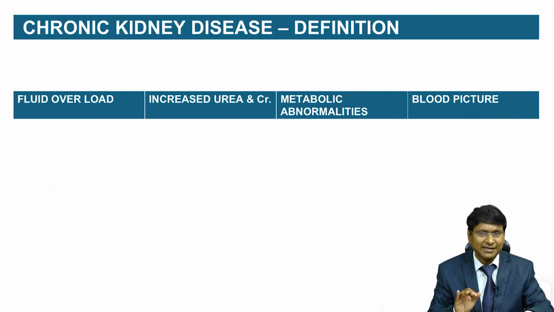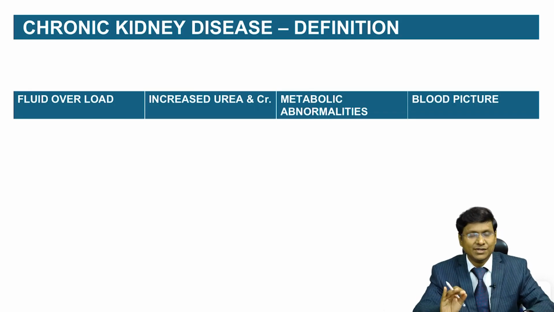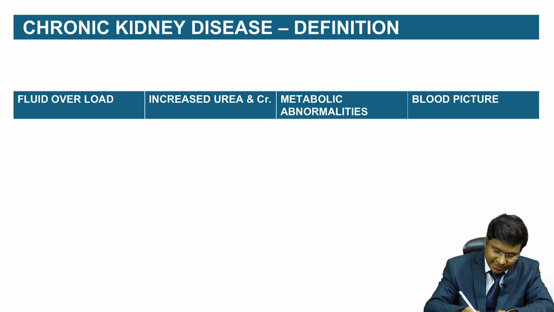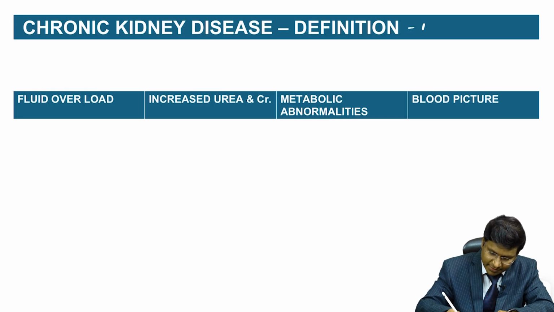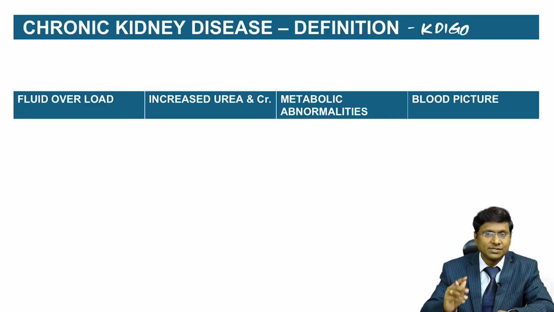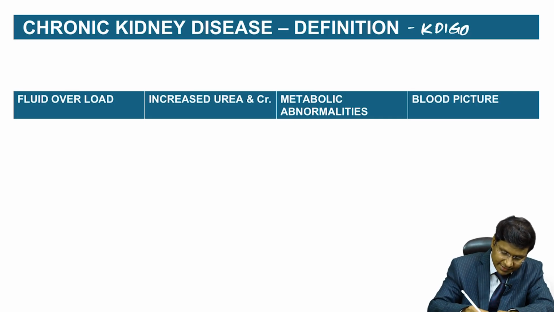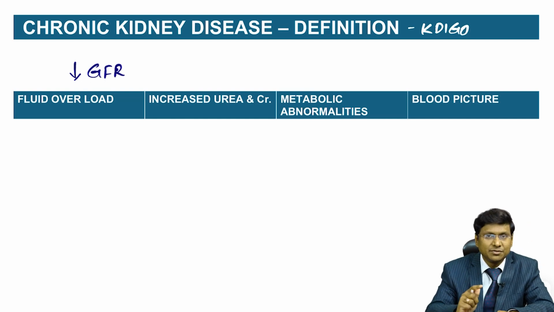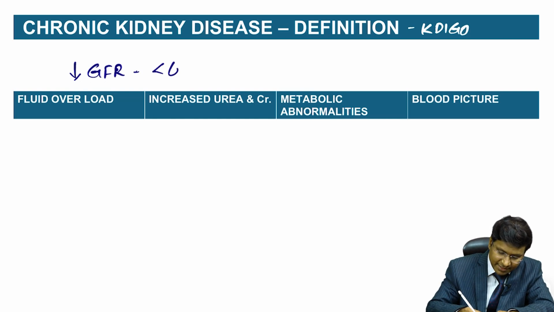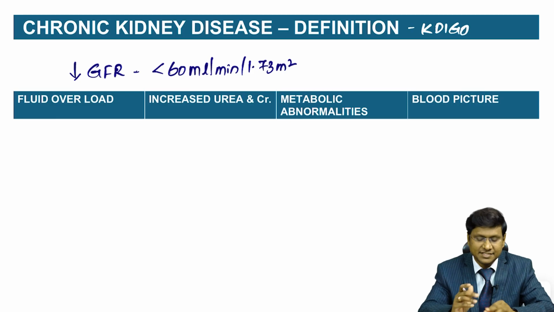The next topic which I will be taking up for discussion is chronic kidney disease. So what is the definition of chronic kidney disease? The definition is also given by the KDIGO guidelines, and according to the KDIGO guidelines, there are two parameters which are taken into the definition. Number one, there should be a decrease in the GFR, that is glomerular filtration rate. And how much should that decrease be? It should be less than 60 ml per minute per 1.73 meter square.